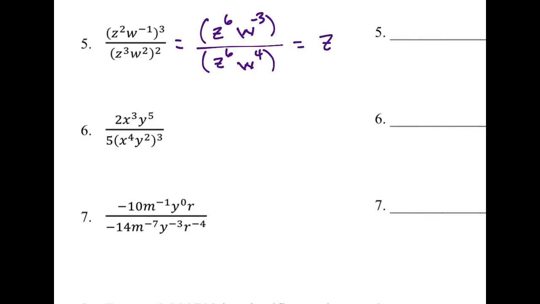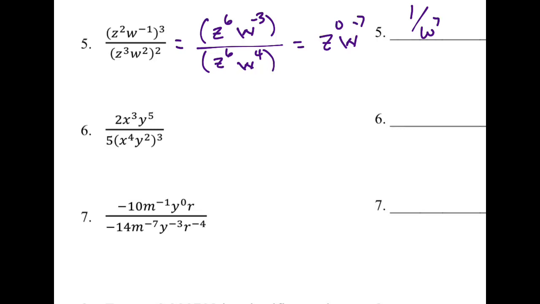z, 6 minus 6 is going to be 0. So in just a minute we'll remind you of that 0 exponent rule that says that's going to be a 1. And then we also have negative 3 minus 4, which gives us w to the negative 7. So that can't stay where it is. It's got to move. So z to the 0 is just 1. W to the negative 7 has to move to the denominator.